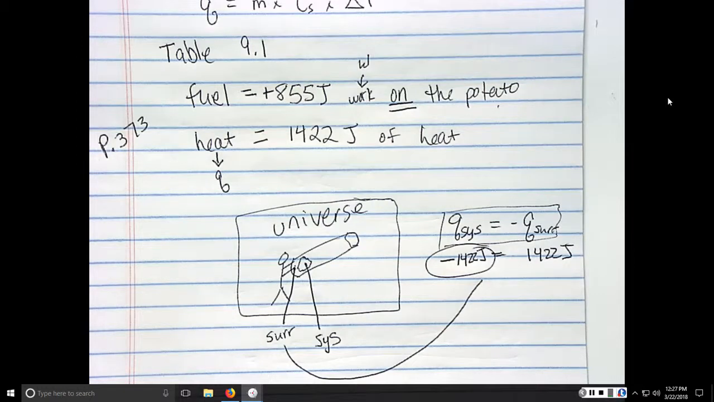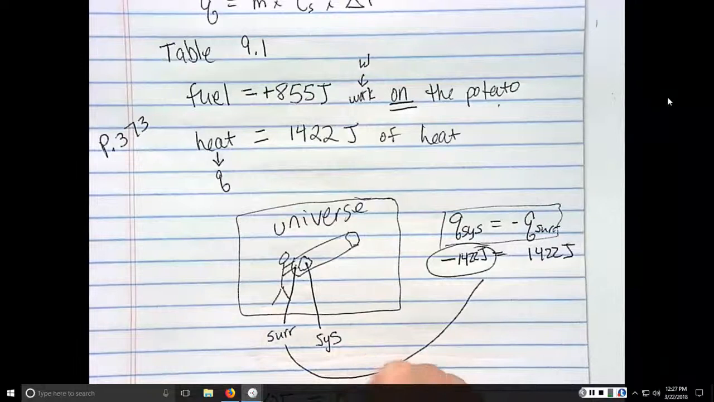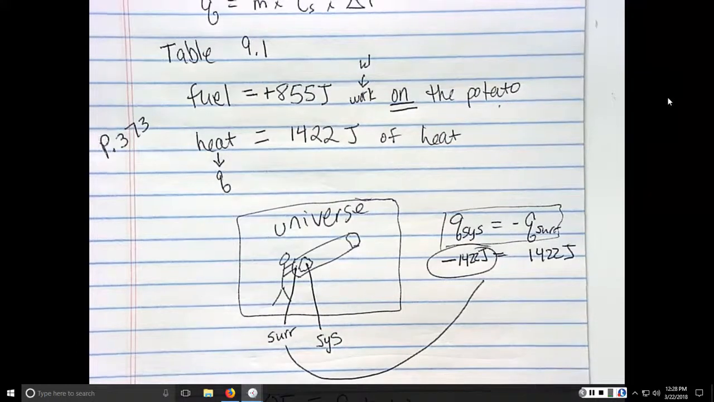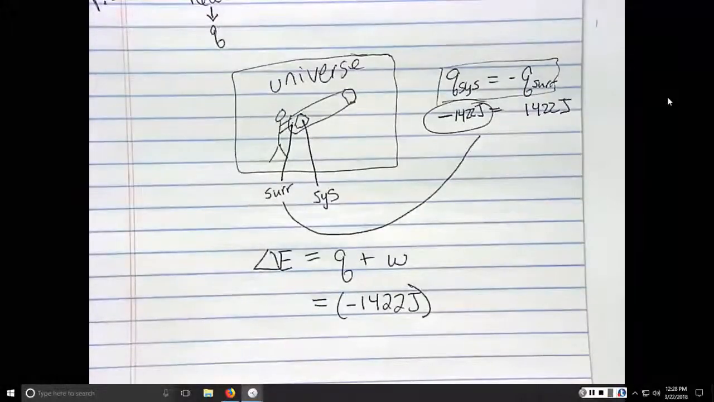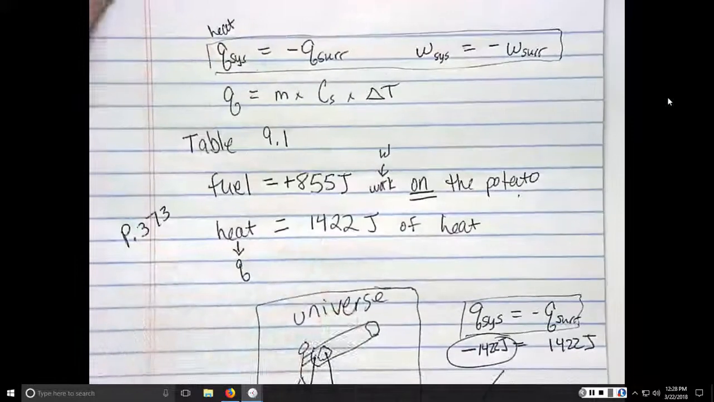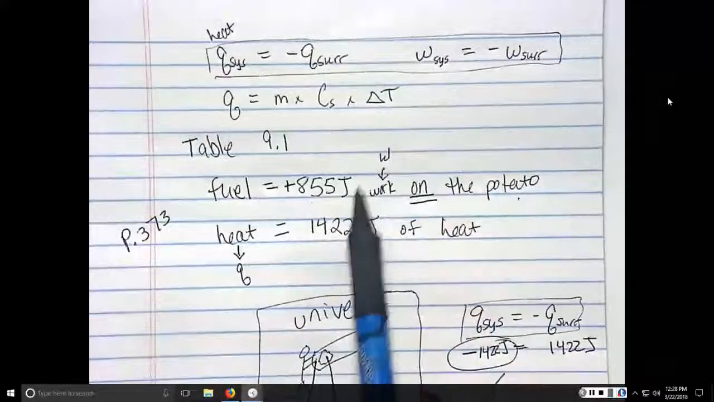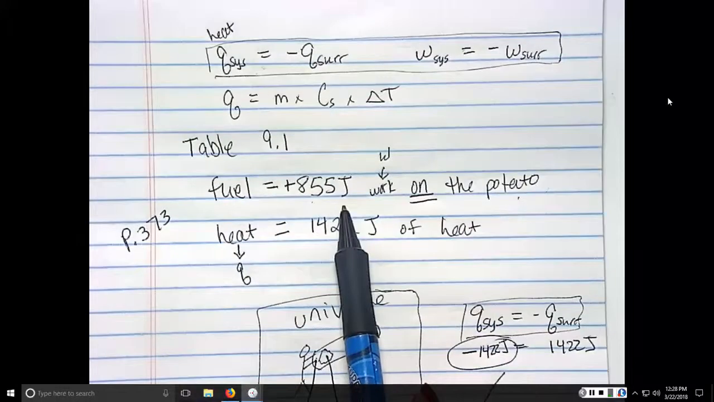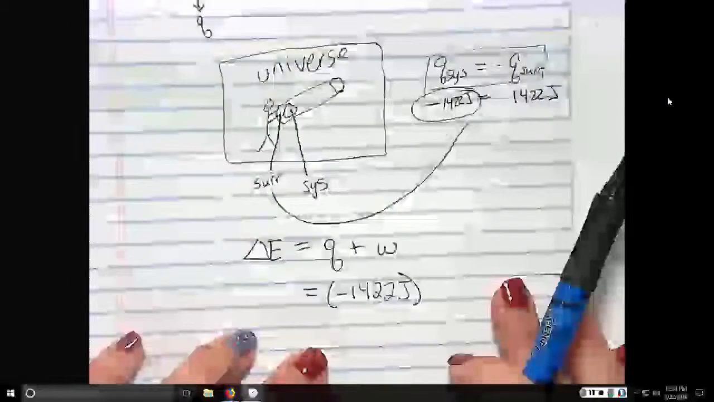Okay? So what we're going to say is delta E, which equals Q plus W, it's going to be negative 422 joules. Oh, sorry. Okay, negative 422 joules. Now, let's just go back to this really quickly. The potato is 855 joules positive. So what does that mean for the surroundings, the cannon?